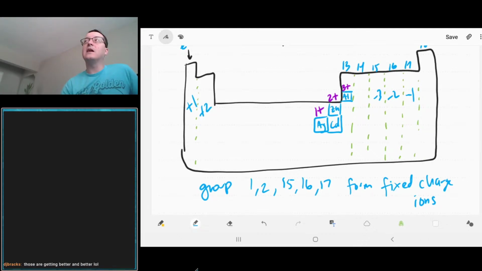Some, like copper, for example, will form a +1 or a +2 ion. Some form even crazier ones. Manganese will form a +2, a +4, or a +7 one, most commonly. And you'll also see chromium often goes to 3 or 6. There's all sorts of different ones that these could form. So there's not a hard and fast rule for predicting what charge those are going to be.